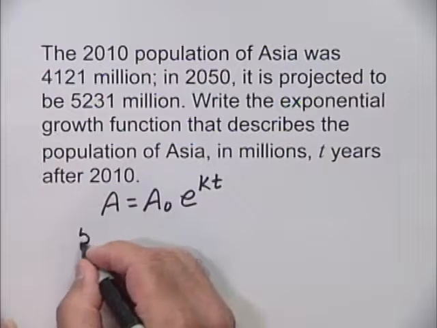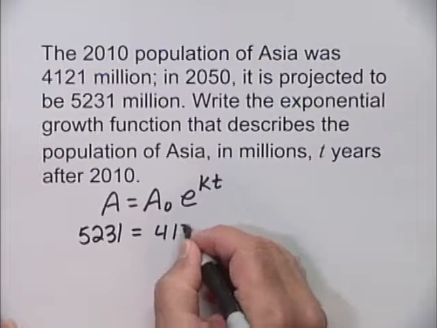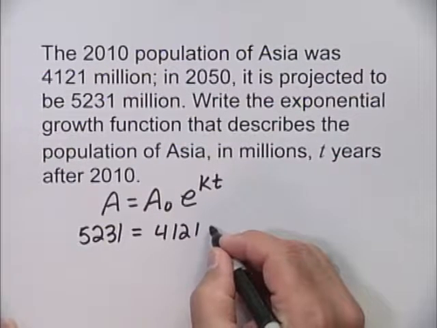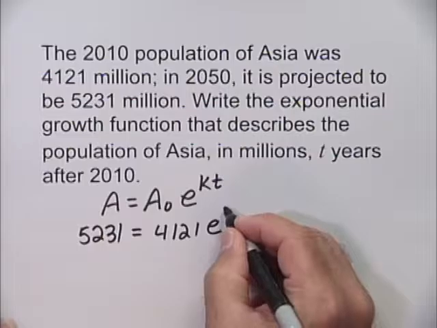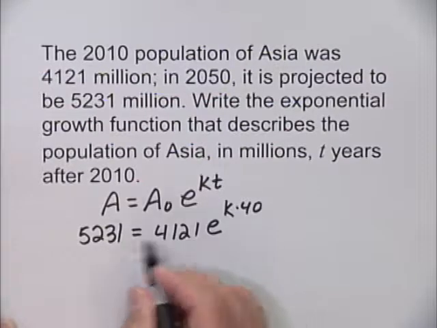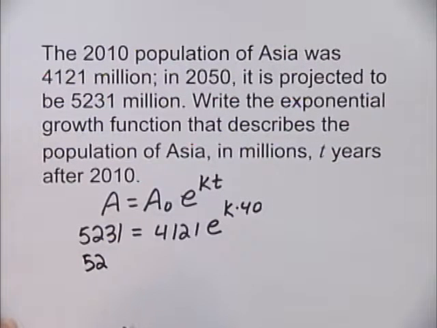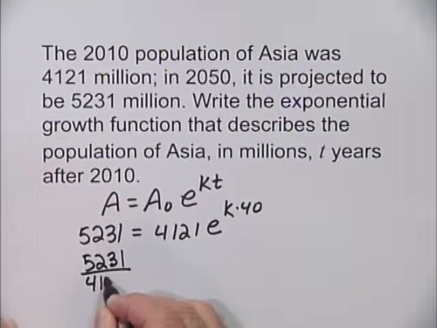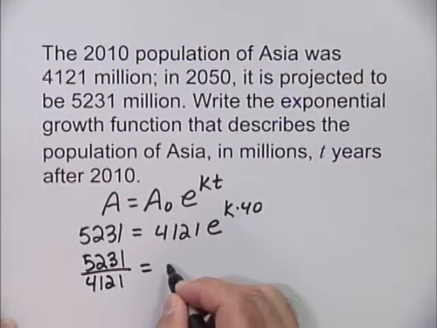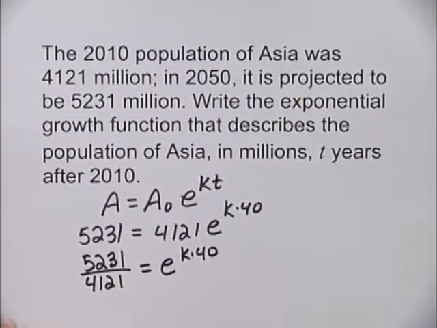So we would have 5,231 is equal to 4,121 e raised to the k times 40. Divide each side by the 4,121, so 5,231 divided by 4,121 is equal to e raised to the k times 40.